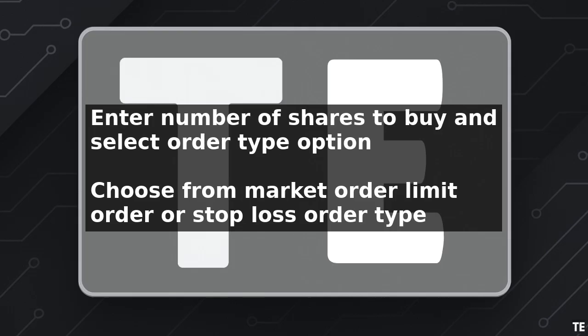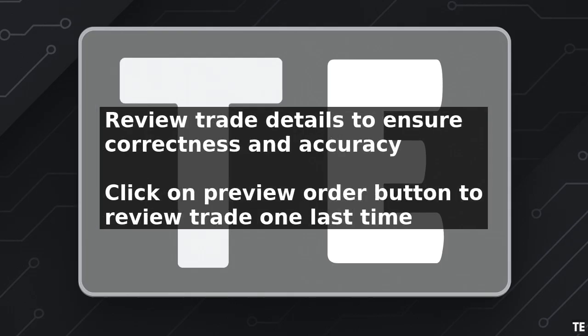Check the stock symbol, number of shares, and order type. You can also view the estimated cost of the trade, including any fees or commissions. Finally, click on the Preview Order button to review your trade one last time. If everything is correct, click on the Submit Order button to execute the trade. You will receive a confirmation message once the trade has been executed.